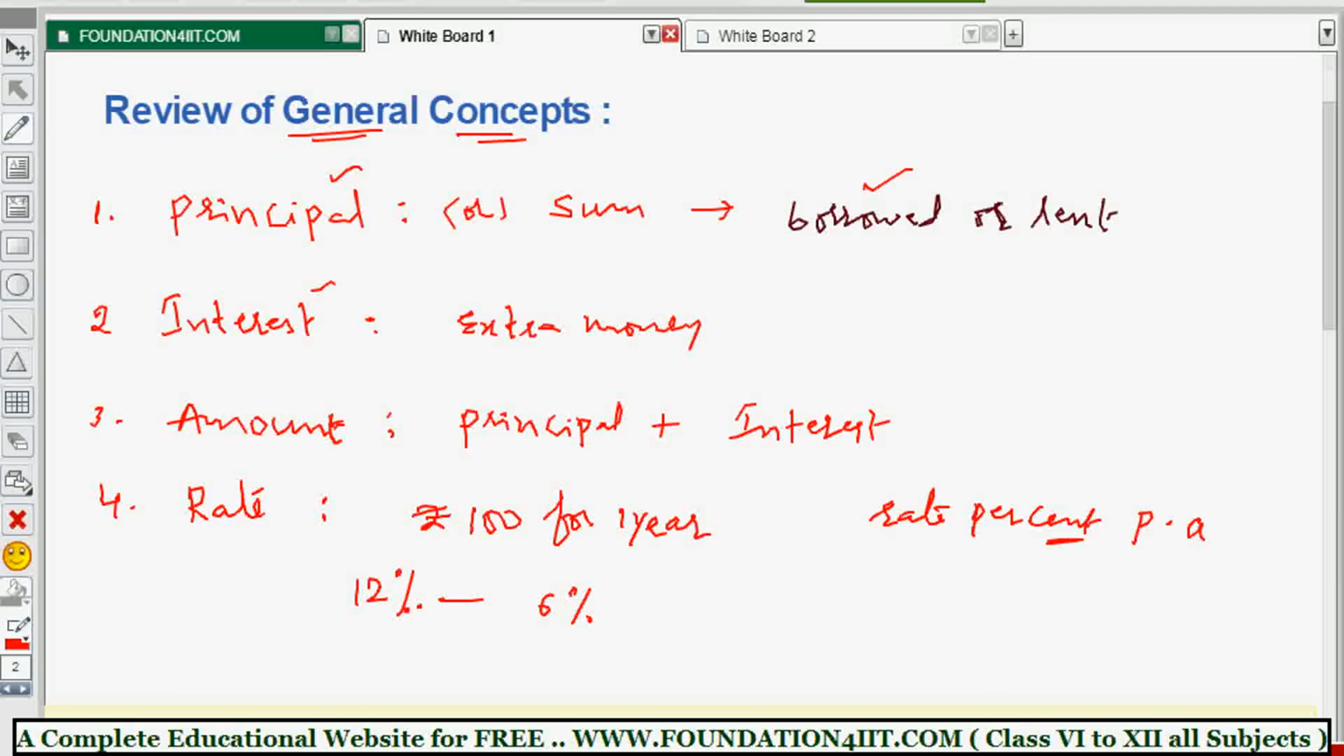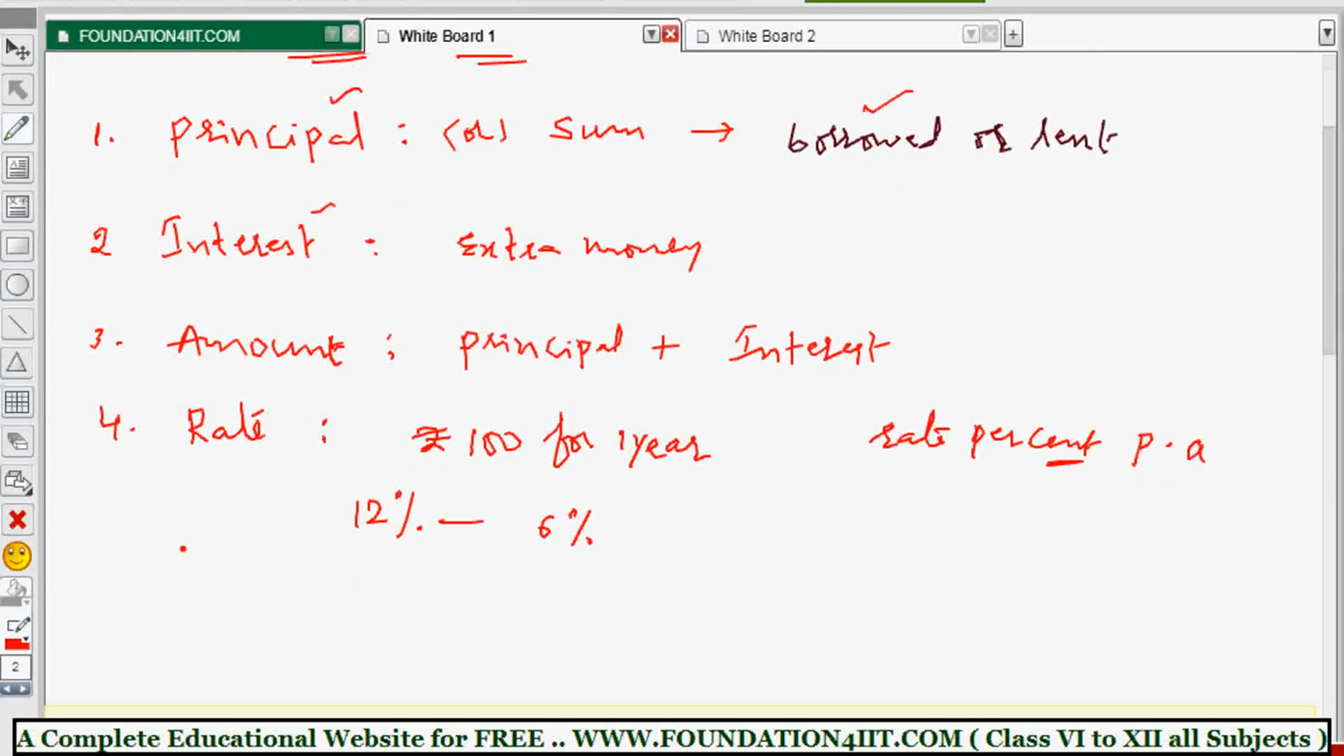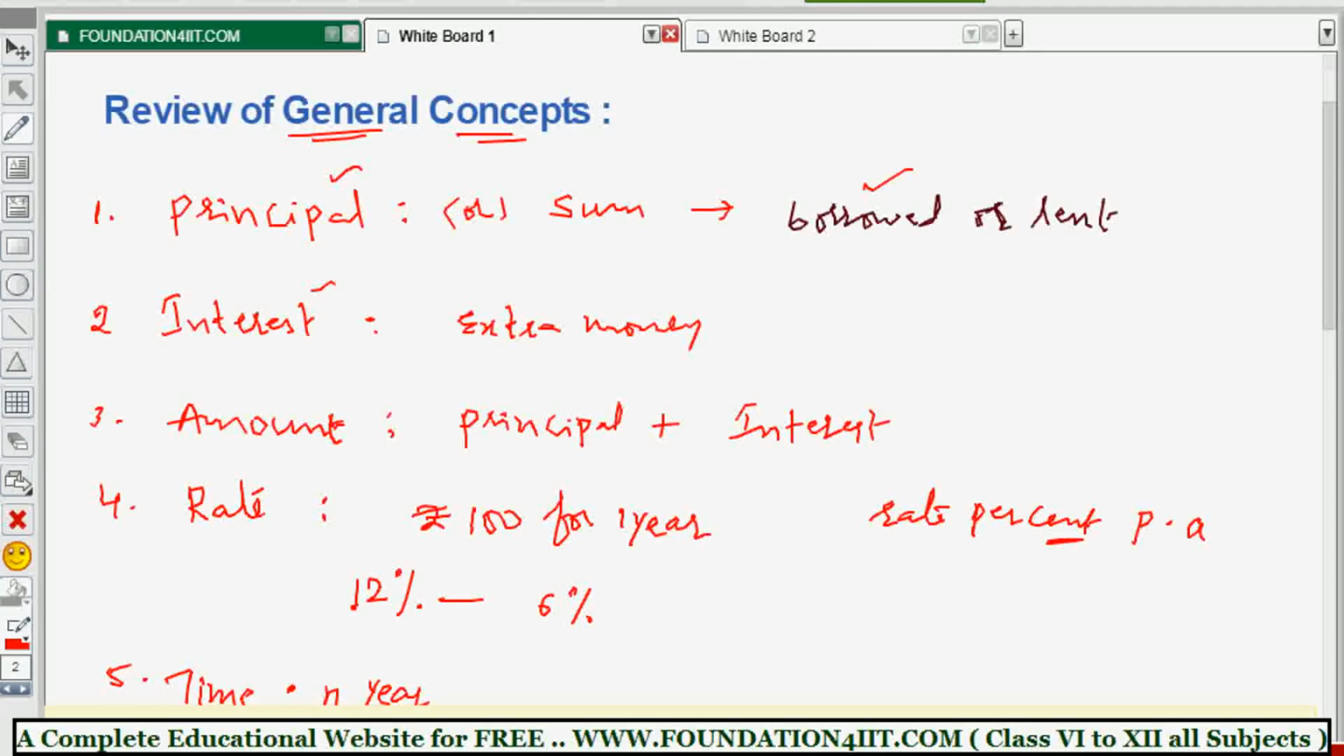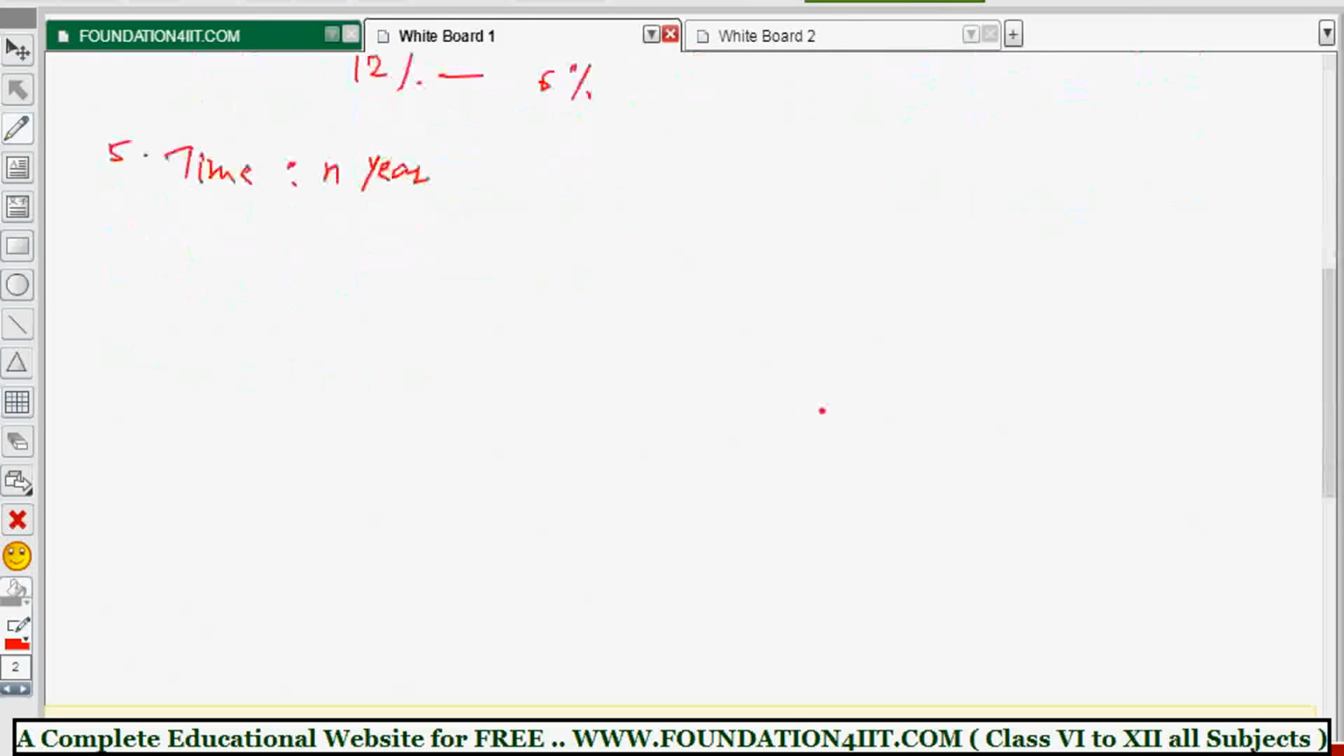That is the rate. And time. How much time we are spending to take interest. This is the period for which your money is borrowed, called the time. So how much time you are taking, 2 years or 5 years. This is generally in years. So n years is the period for which the money is borrowed, called the time. These terms we already used in simple interest problems.